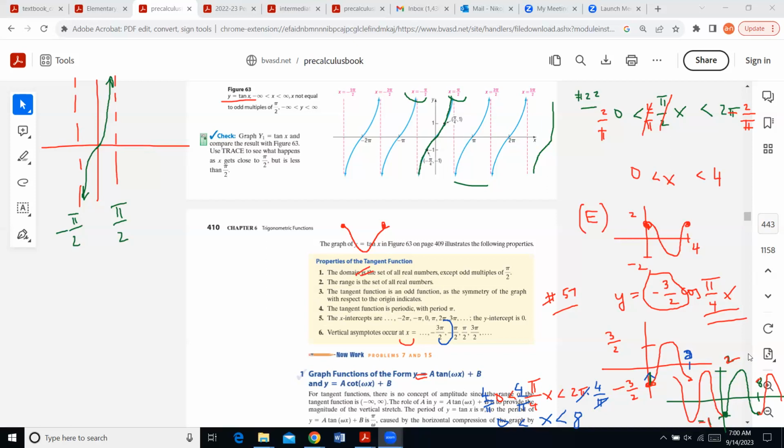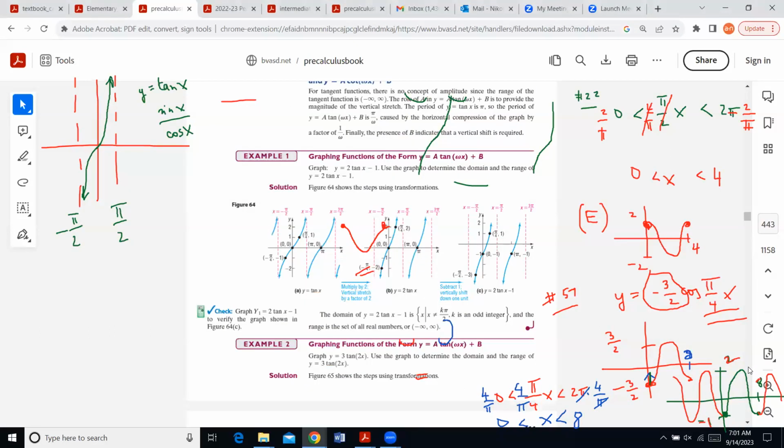So the function tangent has vertical asymptotes simply because it's a sine over cosine, simply because we have a denominator. And if you remember from college algebra, whenever you have 0 in the denominator, that gives us a vertical asymptote. You don't have to remember that, you just should be familiar with the graph.